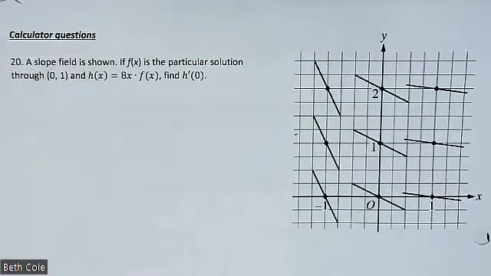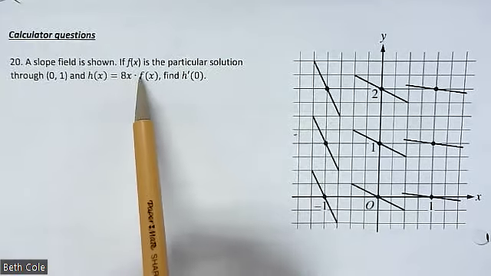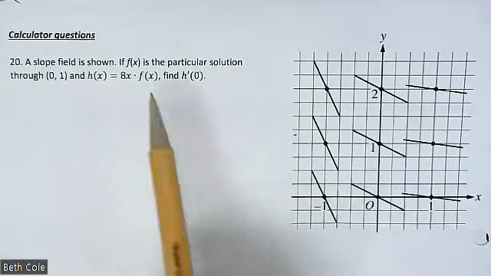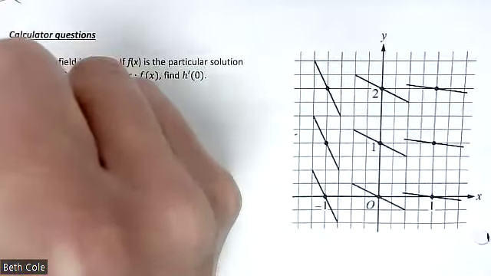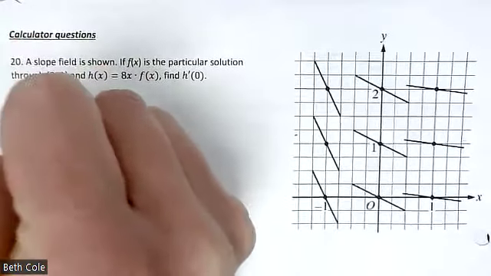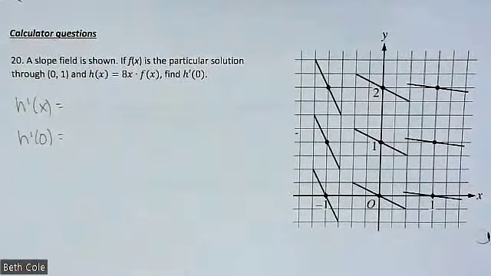All right, so they give you this lovely slope field. F of x is the particular solution through (0, 1), so 0 for x, 1 for y. And then h of x equals 8x times f of x. Find h prime of 0. So what you're going to do is find h prime and then plug in 0. It's a two-step thing. You find the derivative, you plug in 0. This is good. We're reviewing all our derivatives.